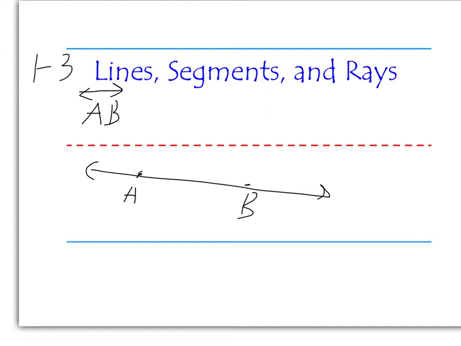If we're interested in line segment AB, so if we're now just interested in the segment between A and B, not the whole line, we note that with that same AB, but now with a segment above it. Again, pretty easy to remember because it looks like what it is. And if we're interested in a ray that starts at point A and passes through point B, we would call that ray AB. We're going to talk a little more about rays in just a second.